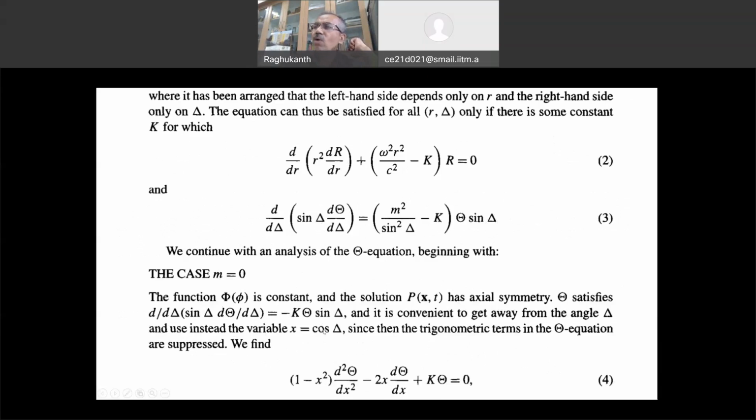If you write x equal to cos delta, this equation can be written in this format: 1 minus x square d square phi by dx square minus 2x d phi by dx plus k phi is equal to 0. Can anybody tell me what this equation is? This equation has a very special name in mathematics. What type of equation is this?